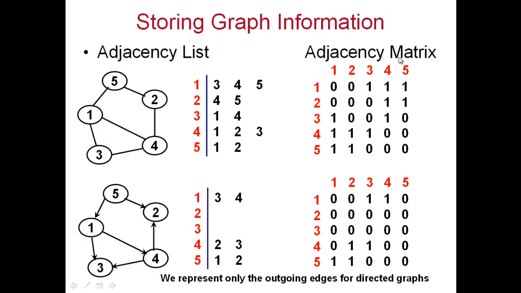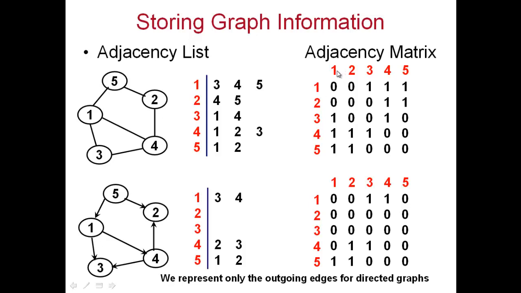And then the adjacency matrix is a binary matrix, a square matrix. For an undirected graph, it's going to be a symmetric matrix. So let us first see what an adjacency matrix represents. If there's an edge, say in this case between 1 and 4, then the entry for row 1, column 4 will be 1.